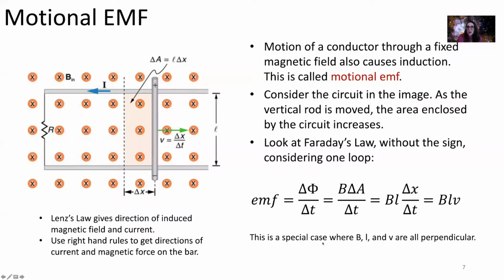Now this is a special case where the magnetic field and this length of my bar here and the speed are all perpendicular to each other. So in this situation, Lenz's law will give us the direction of the induced magnetic field and current, and our right-hand rules, we're going to use both of them, give us the direction of the current and the magnetic force on the bar, which we're going to practice with the problem here.